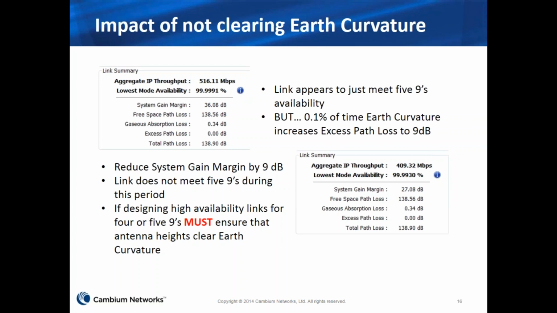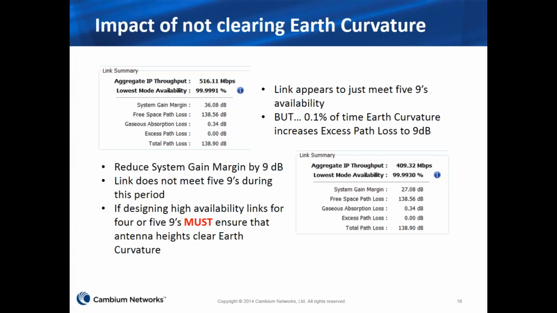So in the bottom, the lower right link summary is for the same link but with 9 dB less gain margin. We can see that if you were looking for a 5 nines link, you're no longer going to meet that during those periods where the earth curvature is incurring some excess loss.